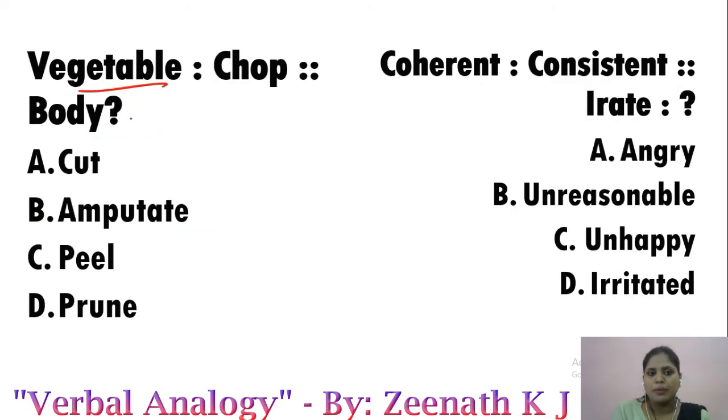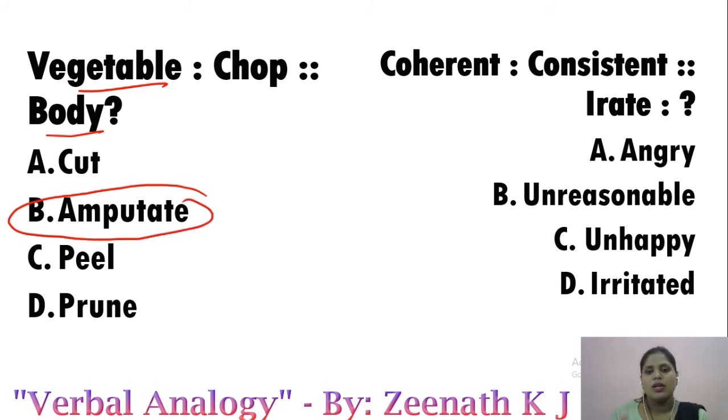Vegetable is to chop as body is to what? The process of cutting vegetable is actually called chopping. So if you cut a body, what is the exact word you tend to use is the question we are looking at. If you are a person who has been through any kind of operation, or at least you have seen someone in your family going under any operation, you would know this. It's actually called amputate. Her leg was amputated in the operation. So when you cut a body part, it's actually called amputate.